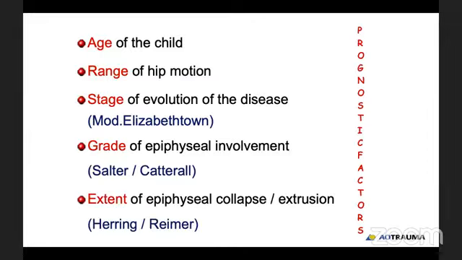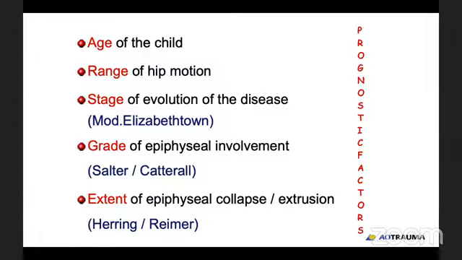So if you're aware of these 5 factors and you put them all together, this would help you in your decision making process. Because over the last 100 years of Perthes, what we have realized is that the final outcome at skeletal maturity, to allow us to achieve that Stulberg class 1 and 2, depends basically on just a combination and permutation of these 5 factors, namely the age of the child, the range of the hip motion, the stage at which the child has come to you, what is called the evolution of the disease, and what we now classify using the modified Elizabethtown classification.